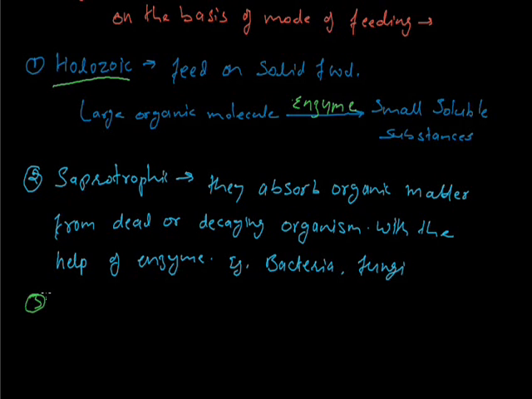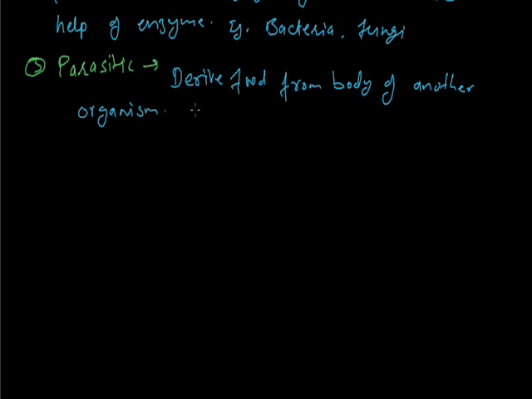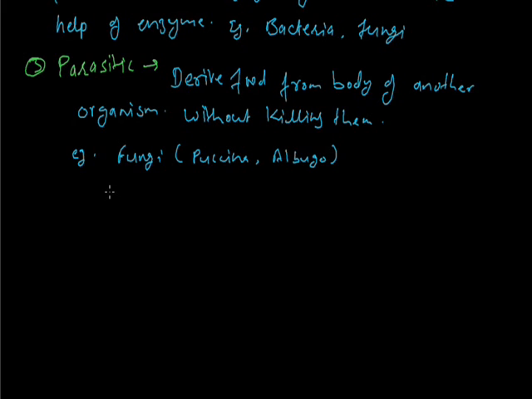Now there is a third category, that is parasitic. These organisms derive their food from the body of another living organism. Means they feed on their host without killing them. Examples are some fungi, algae, and some bacteria also, then plasmodium and ascaris.